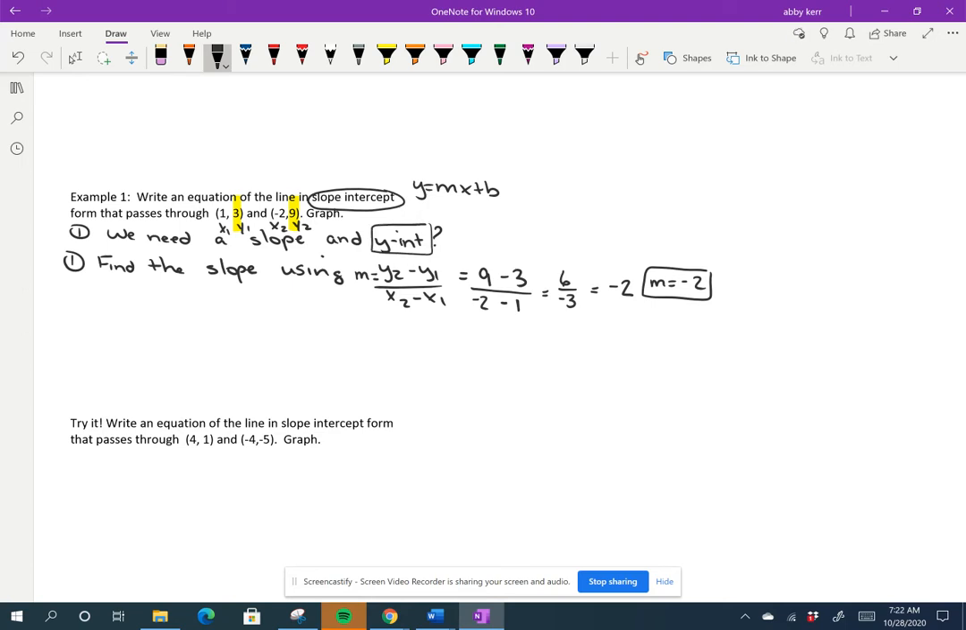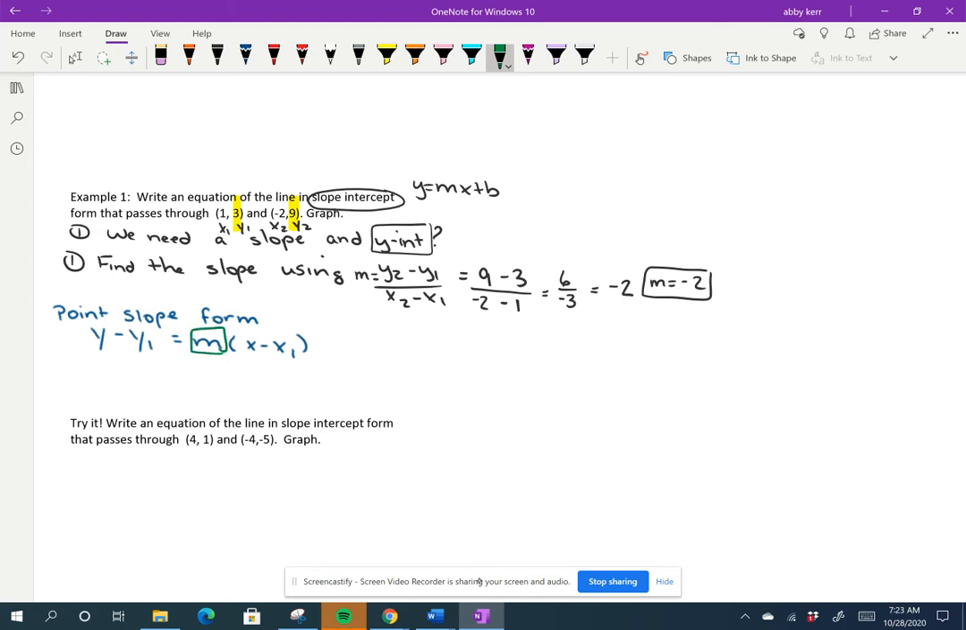Now this part is going to be the tricky part, the y-intercept. You have to be careful because that's when x equals 0, and we don't have that yet. So what we're going to do is use the point-slope form. So the point-slope form is now y minus y1 equals m times x minus x1. So the nice thing is we already have these pieces.